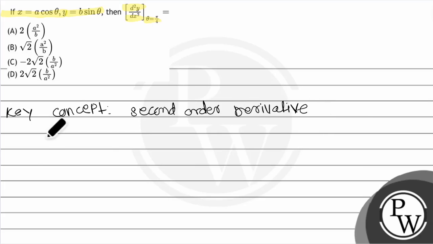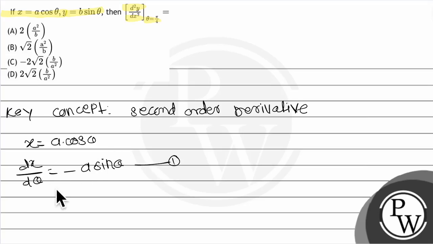Just write down the given, that is x equal to a into cos theta. So differentiate with respect to theta, dx by d theta equal to how much? Minus a into sin theta. Call this equation number 1. Similarly, what is the y, guys? Y equal to b into sin theta. So differentiate with respect to theta, dy by d theta equal to b into cos theta. Call this equation number 2.